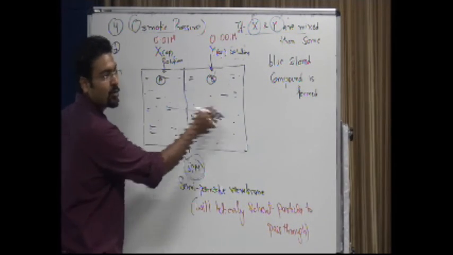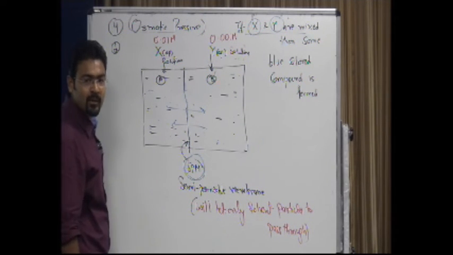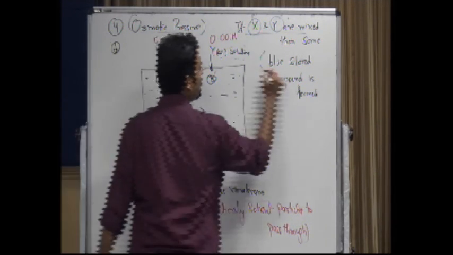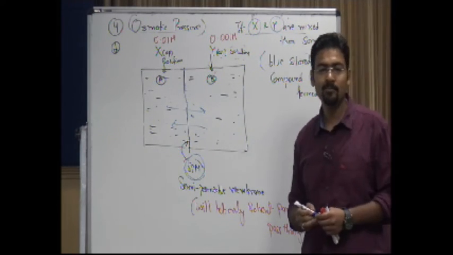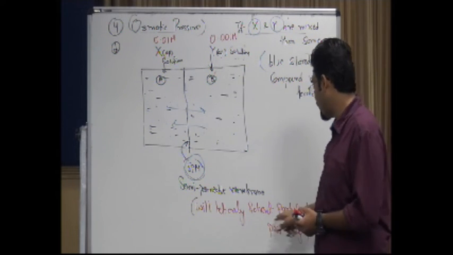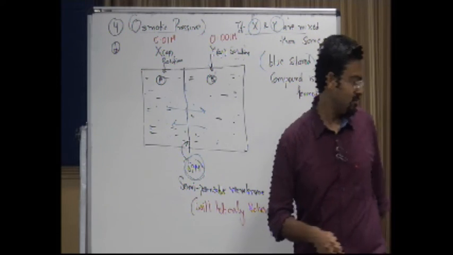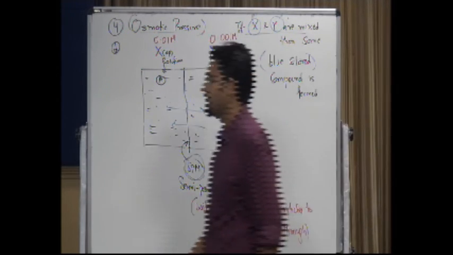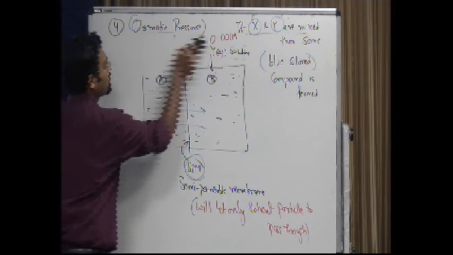So if water goes from here to here or from here to here, it doesn't really matter to them, because blue color will only form when X and Y react. So no blue color will be formed in either of the compartments. Got it? A semi-permeable membrane will let only solvent particles pass through. Okay. So this is all about osmosis.